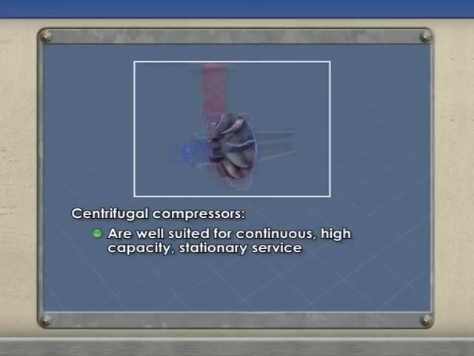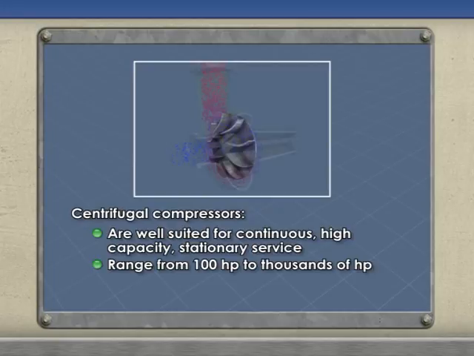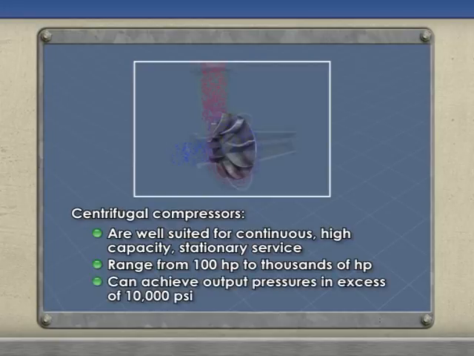Centrifugal compressors are well suited for continuous, high-capacity, stationary service in industry. Centrifugal compressors can range from 100 horsepower to thousands of horsepower. With multiple staging, they can achieve output pressures in excess of 10,000 psi.